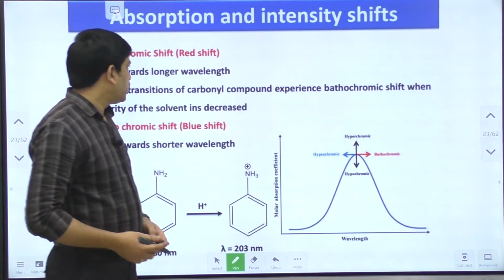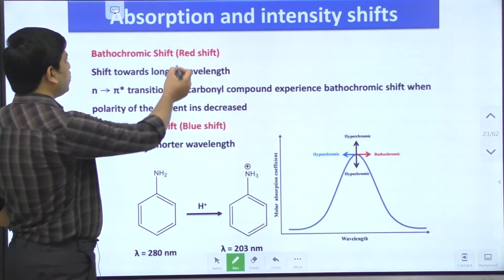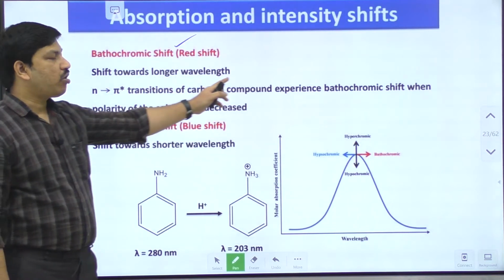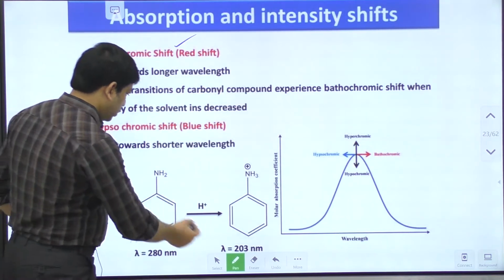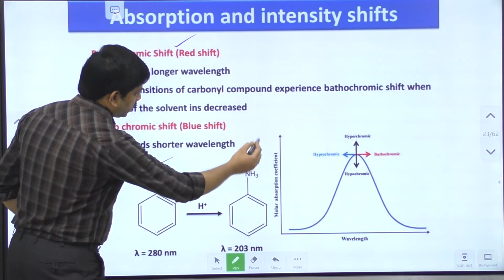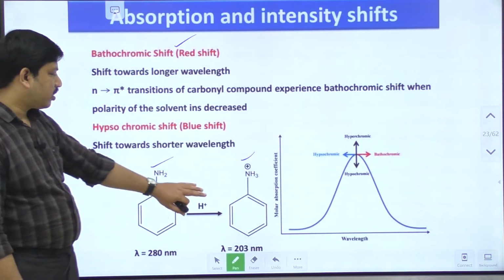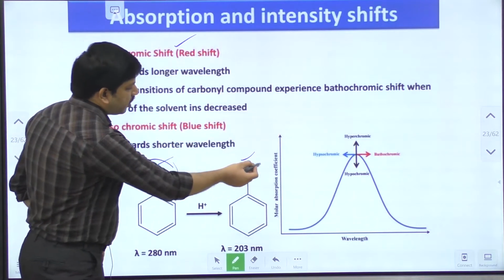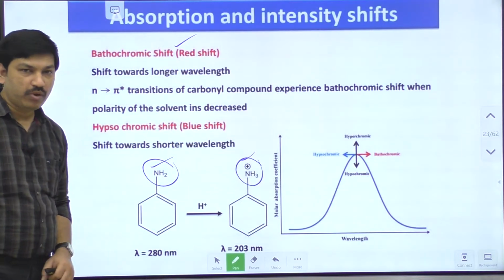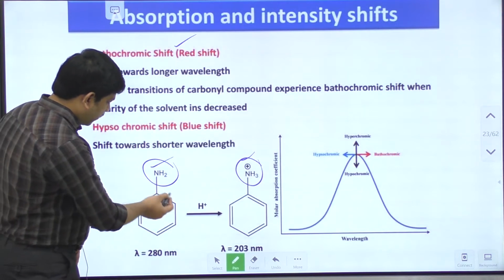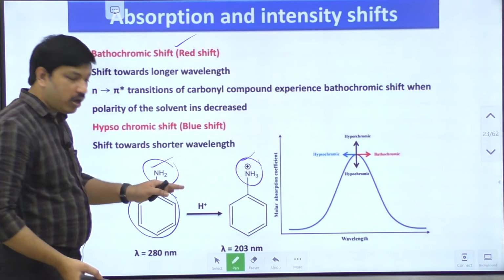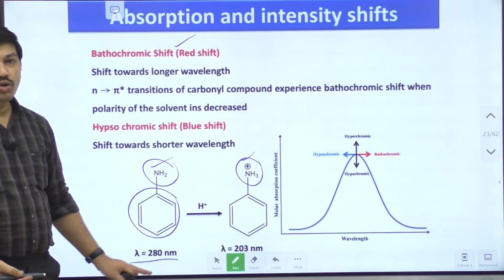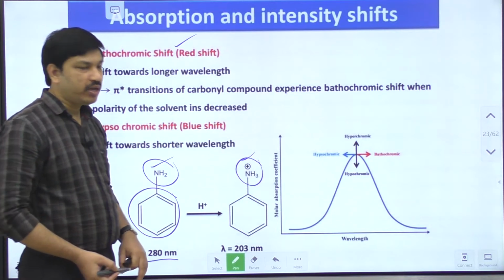Okay, so we defined the bathochromic shift. This is nothing but a red shift. Red shift means shift towards the longer wavelength side, and we have seen one example, aniline to the corresponding cation in the presence of acid. So this NH2 group is converted into an NH3+ kind of group. In the case of aniline, the benzene ring, with three alternate conjugated double bonds, gives an absorption peak around 280 nanometers in the corresponding absorption spectrum.